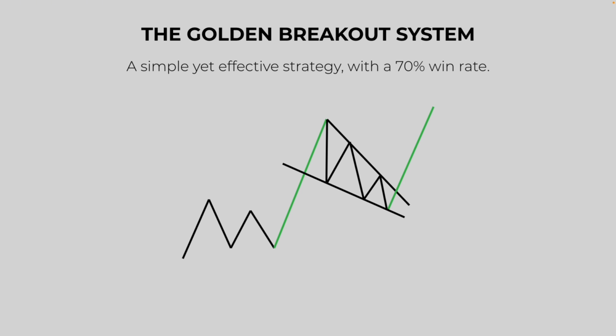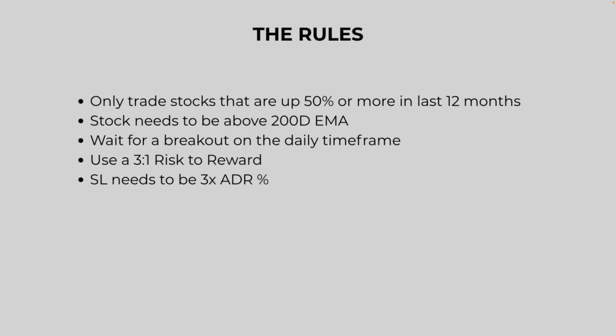We will go over the rules of this strategy, and then right after that, I will show you live examples. This strategy consists of 5 simple and very clear rules. The first one is to only trade stocks that are up 50% or more in the last 12 months.